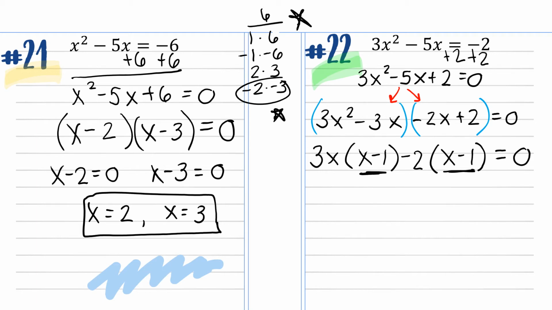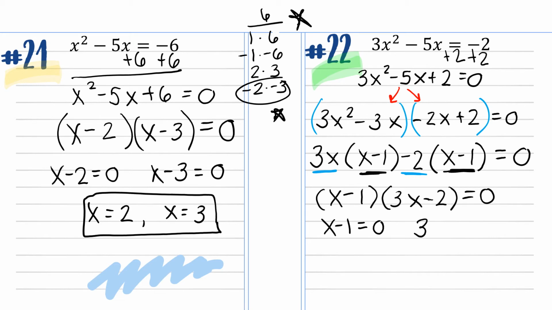Notice that my two parentheses are the same. That should happen. I'm going to write that as my first factor, x minus 1, and then anything that was left over, this 3x minus 2, is going to go inside my second factor. So we've now taken our equation 3x squared minus 5x plus 2 and factored it into x minus 1, 3x minus 2. Zero product property says we can set each factor equal to 0. So we have x minus 1 equals 0 and 3x minus 2 equals 0. Solving our first equation by adding 1, we get x equals 1. Solving our second equation by adding 2 and dividing by 3, we get x equals 2/3.